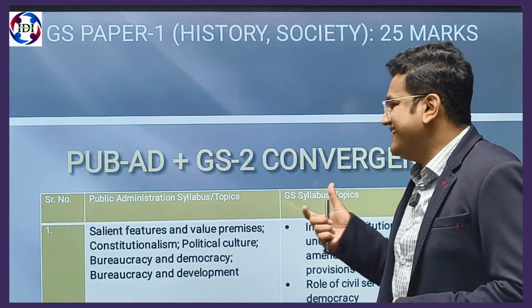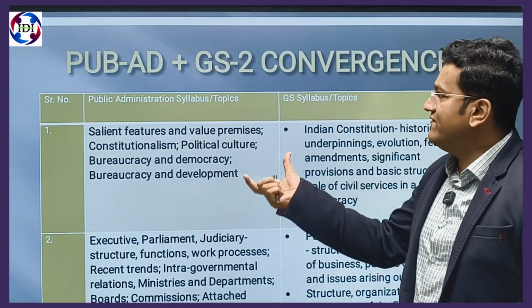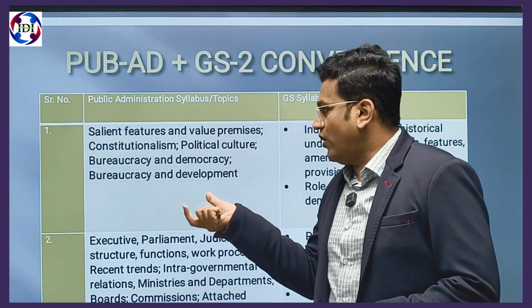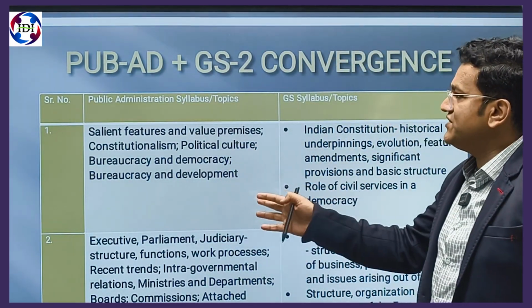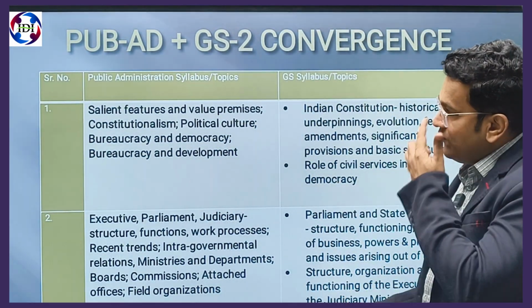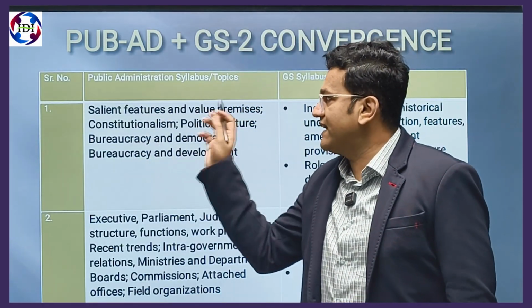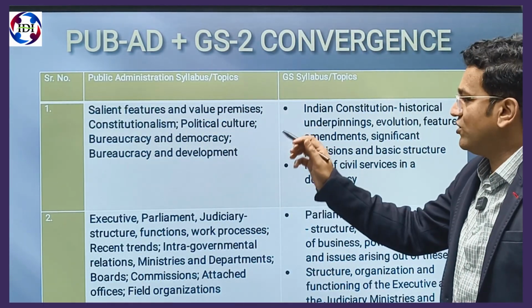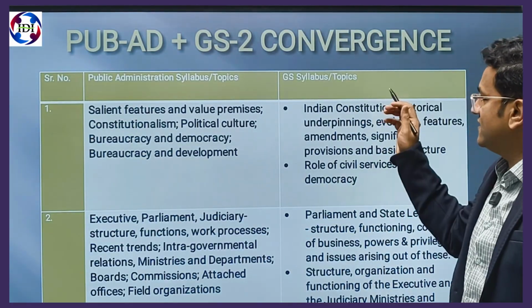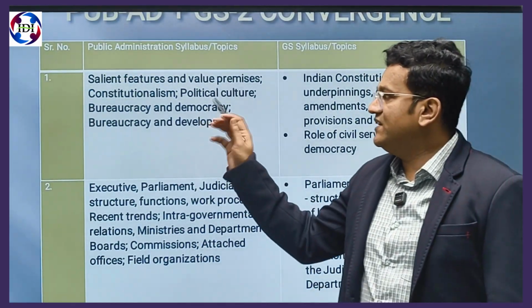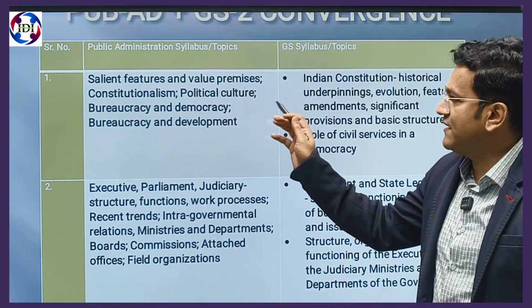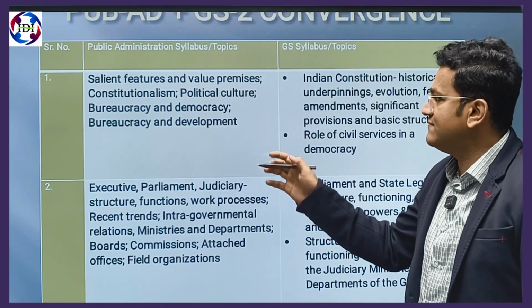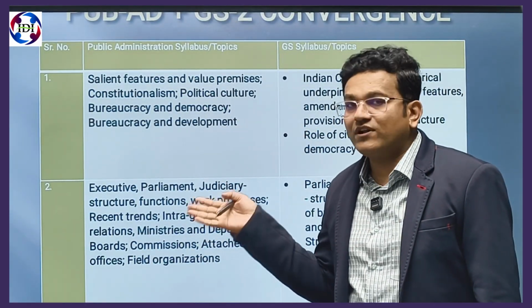Now we will directly see and observe which are the different topics which are converging between GS and PubAd. So the first column you can see is the public administration syllabus, topics or chapters, and this is the GS syllabus. See, in GS2: salient features and value premises, constitutionalism, political culture, bureaucracy, democracy, and development bureaucracy.